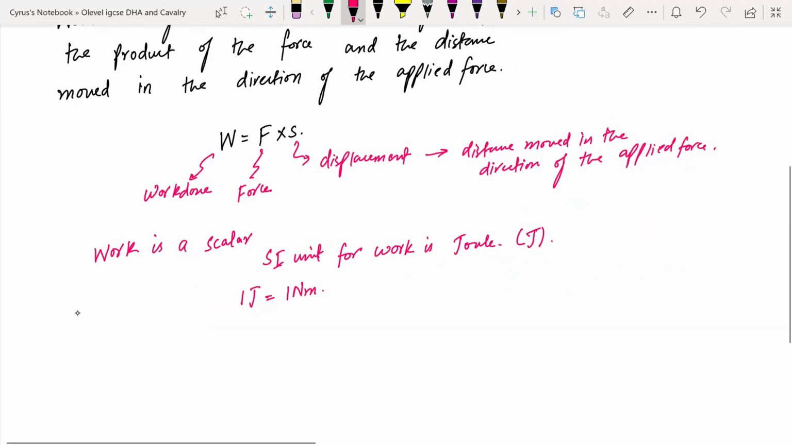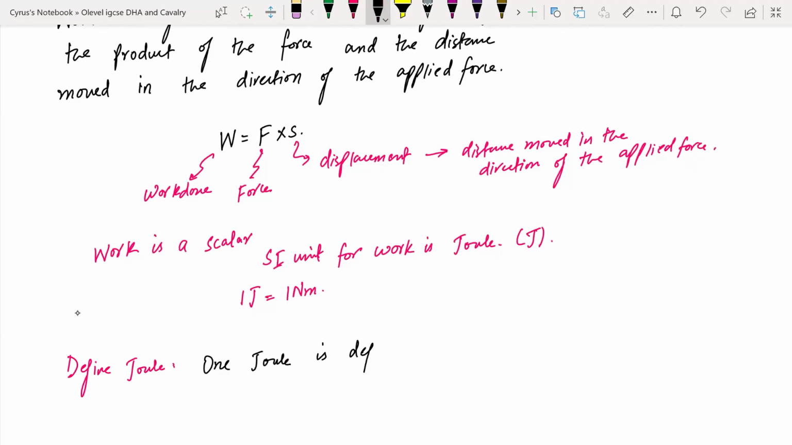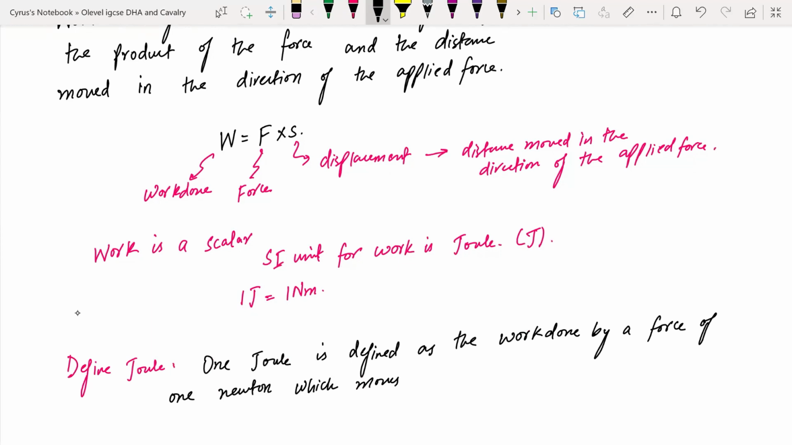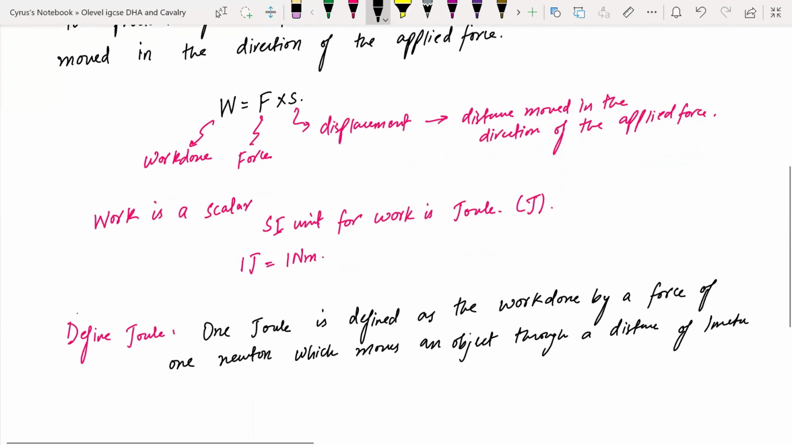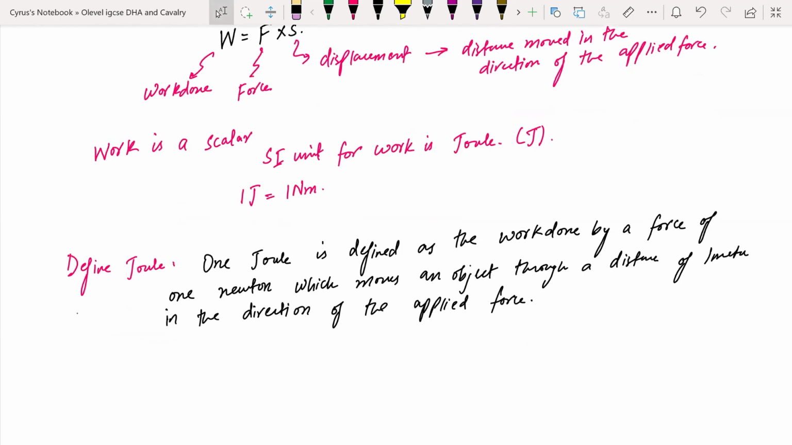They are different. If they ask you to define joule, you should know that 1 joule is defined as the work done by a force of 1 Newton, which moves an object through a distance of 1 meter in the direction of the applied force. That is 1 joule, right?